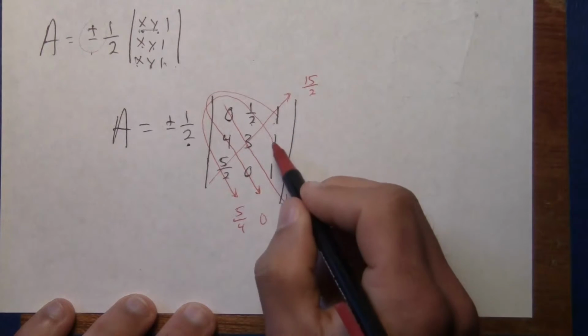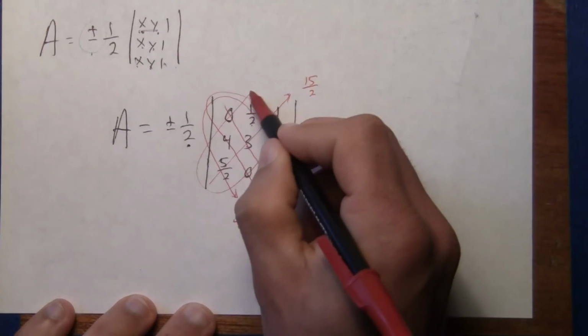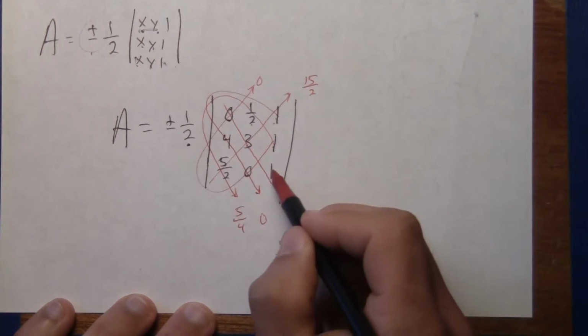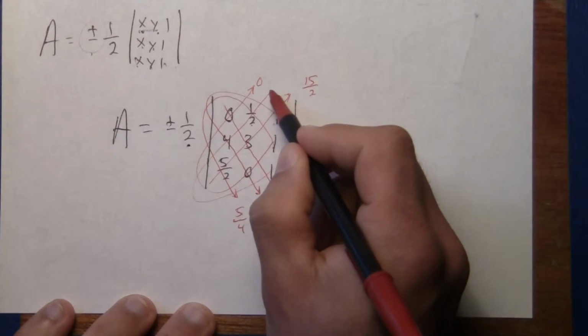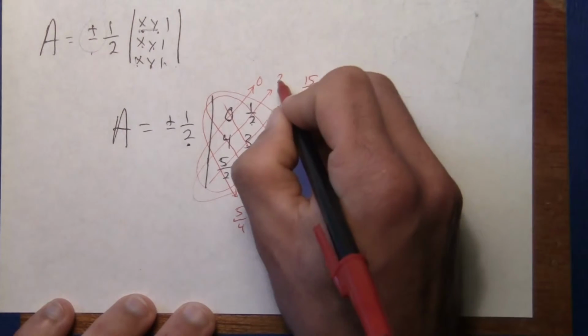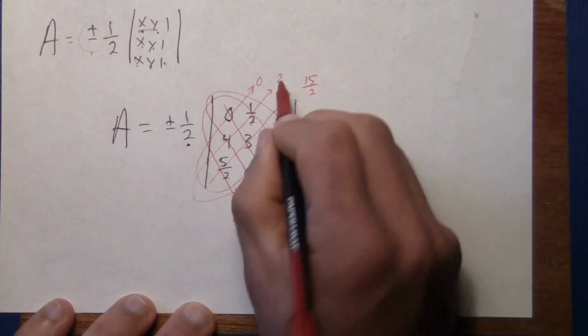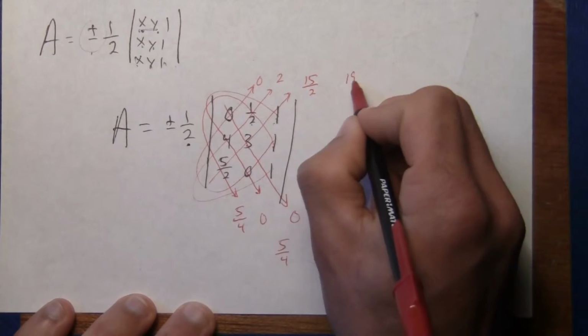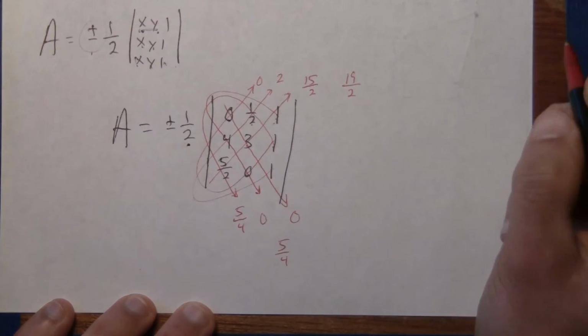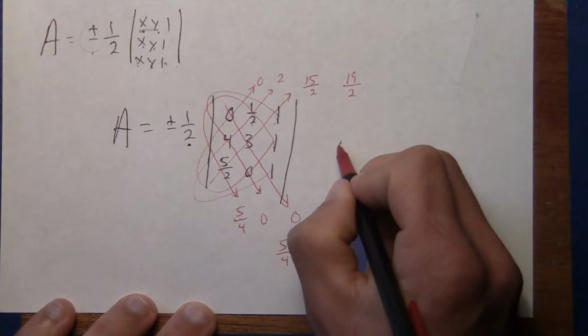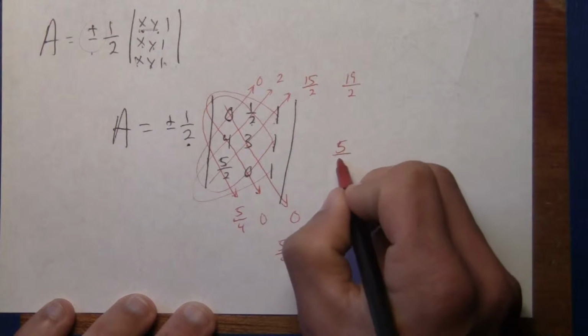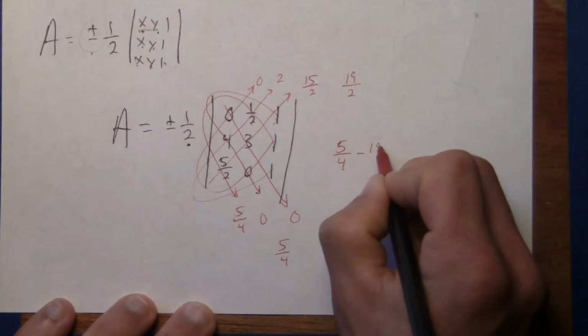And then the other two are easy. It's 1 times 0 times 0, so that's definitely 0. And then 1 times 4 times 1/2 is going to eventually give me 2. And so if I get a common denominator, that's 4 over 2, or that's eventually going to give me 19 over 2. And so my determinant of just that matrix is going to be 5 over 4 minus 19 over 2.